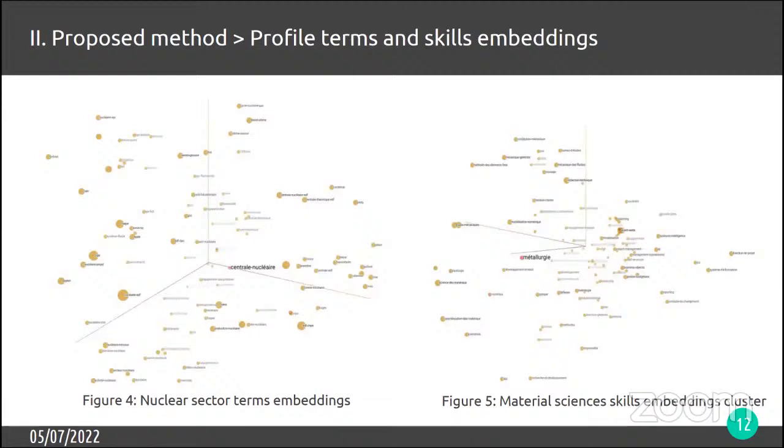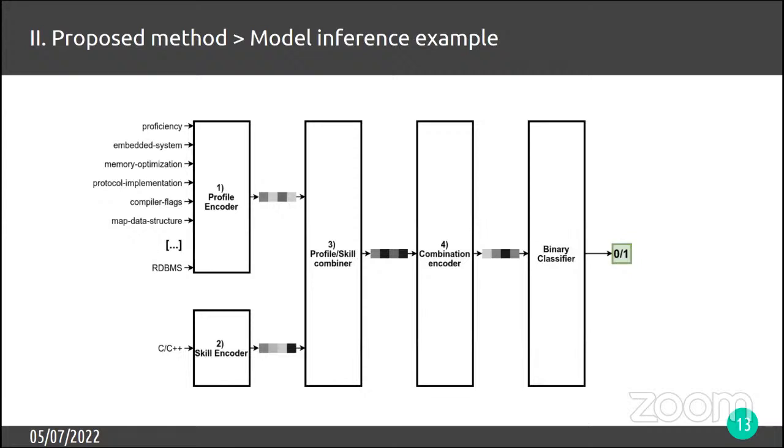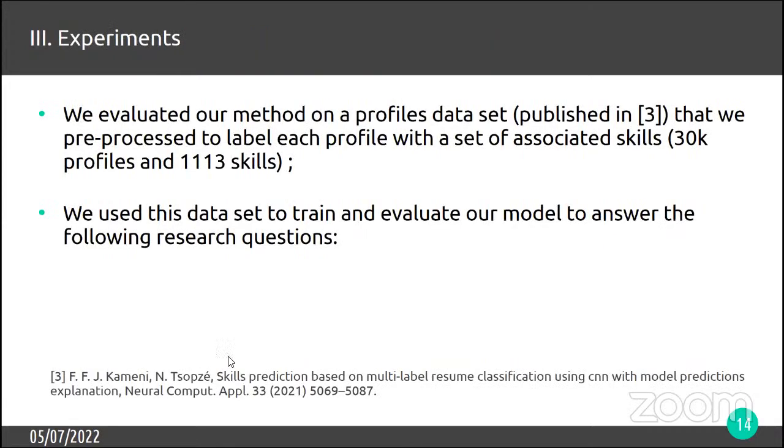Here you have a few examples of the embeddings. So I will skip this part. Here you have an example of the model used, so you can see the terms. We insert the terms of the profile in the profile encoder. We insert the skill in the skill encoder. We retrieve latent representations that are further propagated into the network.